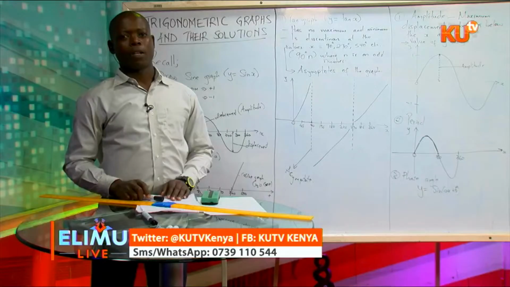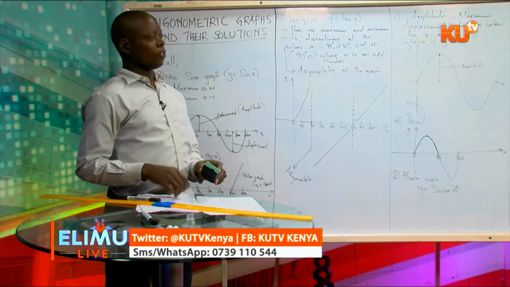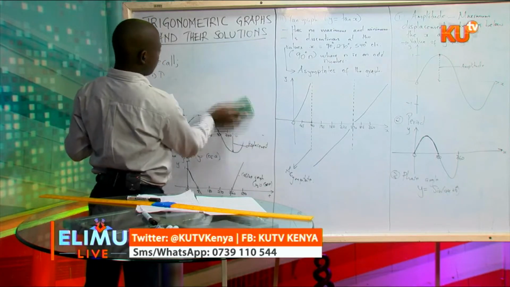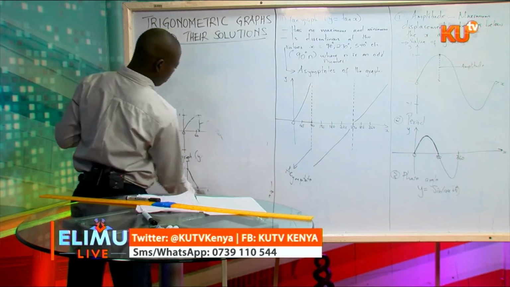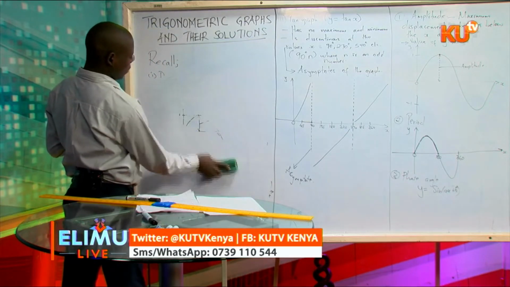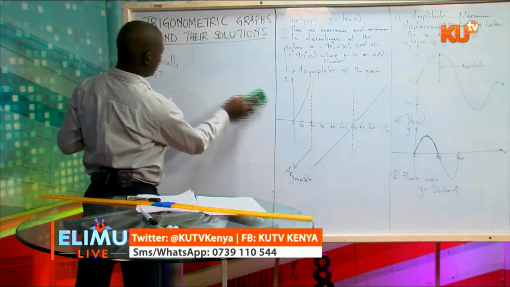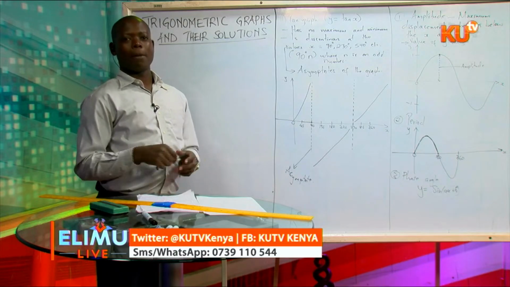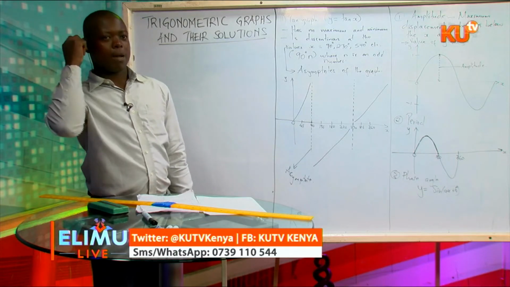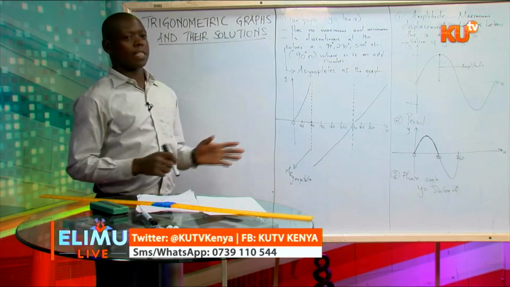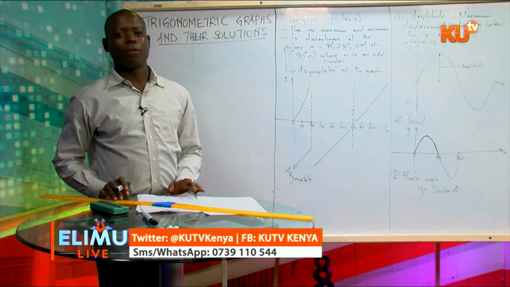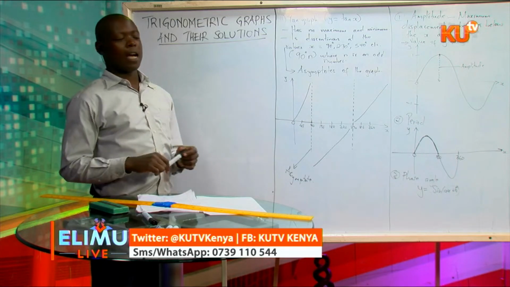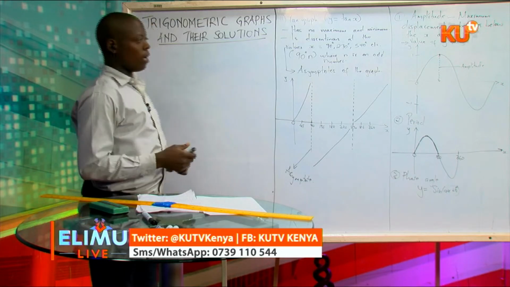So if you find a question in section 1 that requires you simply to determine the period, amplitude, and phase angle, then do not strain yourself. Simply follow the procedure, identify the coefficient of the ratio, and that takes up the part of the amplitude. And number 2, identify the coefficient of x, divide 360 by it, it will give you the period. And number 3, the phase angle is simply the angle either added or subtracted to what you are looking at.